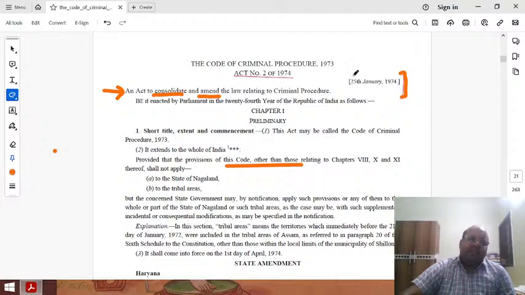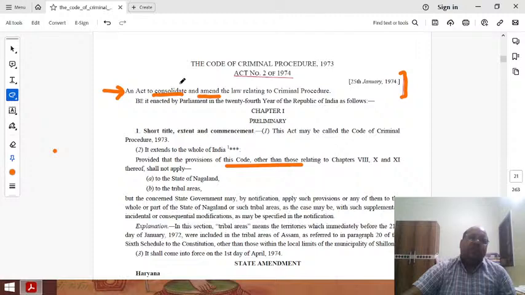After 1898, our Constitution came into force, and our Constitution gave many rights to the citizens, and in particular to the accused, like the right against double jeopardy and the right against self-incrimination. So all these rights, there was a need that our Code of Criminal Procedure of 1898 had to be in consonance with our Constitution. So there was a need for a new code.